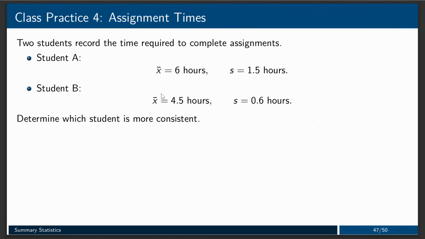Another example. Two students record time required to complete assignments. The data is given as such. Determine which student is more consistent. Practice this and give us your response.